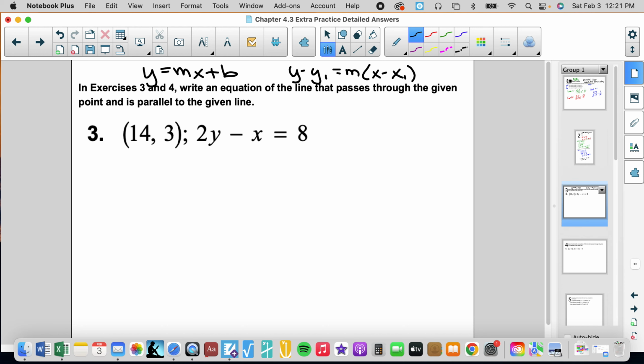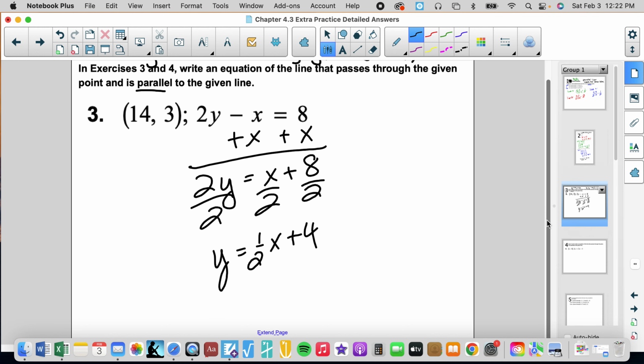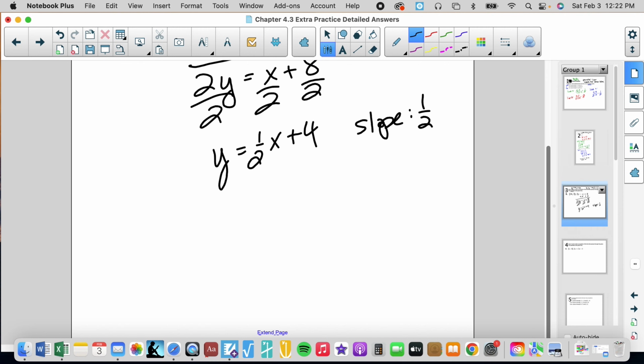So we'll start with, first of all, I like this. This is good. So if it's parallel to this line, we have to find the slope. We can't pull the slope out yet because it's not in slope-intercept form. So I'm going to add x to both sides. So we have some work to do prior. I love this question. In fact, you will most likely see a question like this on the assessment. Don't make the mistake of thinking that the slope is negative 1 because it's not in slope-intercept form. So the slope is 1/2, and now I will use that to write it in slope-intercept form.